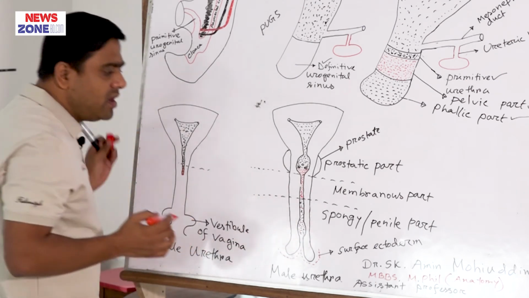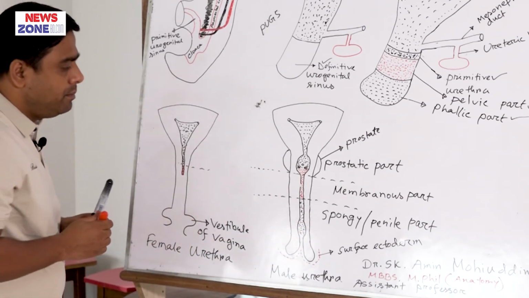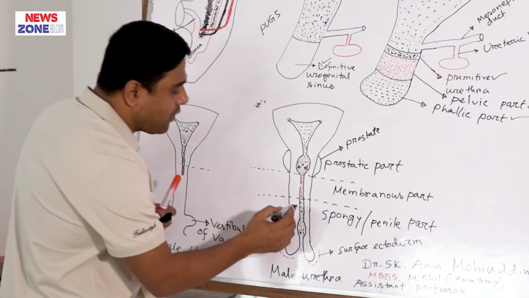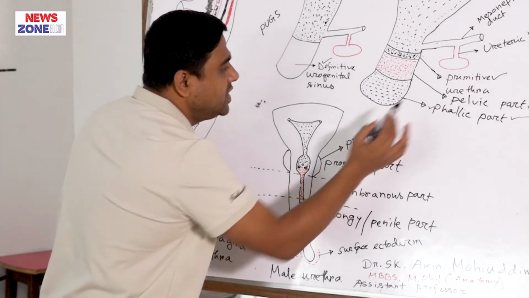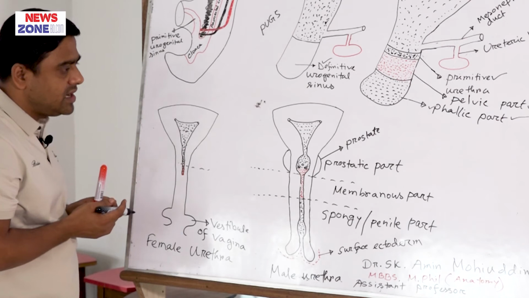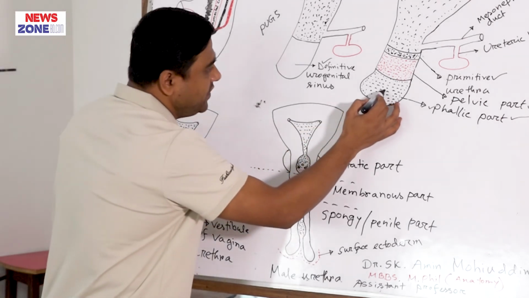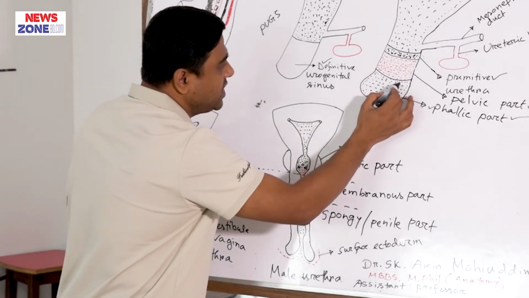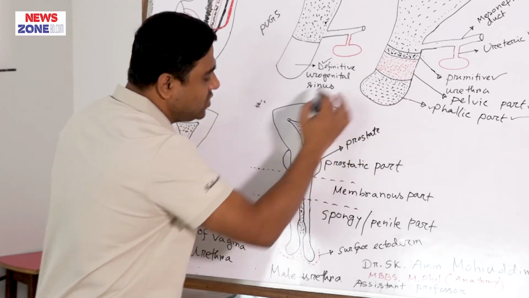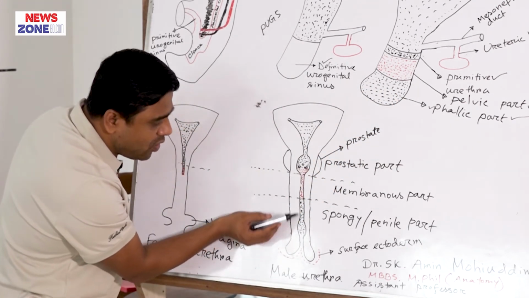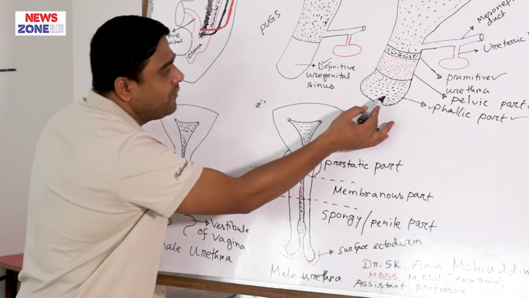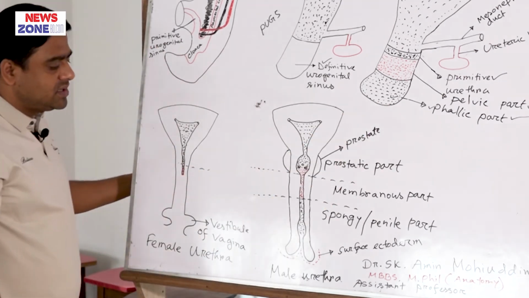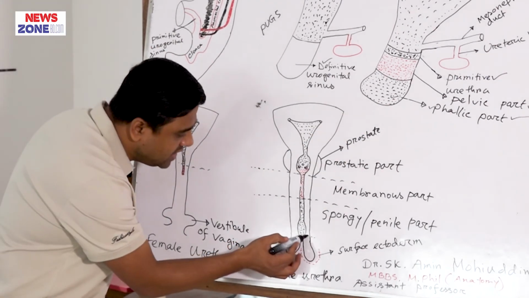The spongy part of the male urethra is derived from the phallic part of the definitive urogenital sinus, and the phallic part of the definitive urogenital sinus, I represent it with a black dot. So, the spongy part is derived from the phallic part of definitive urogenital sinus up to the navicular fossa.